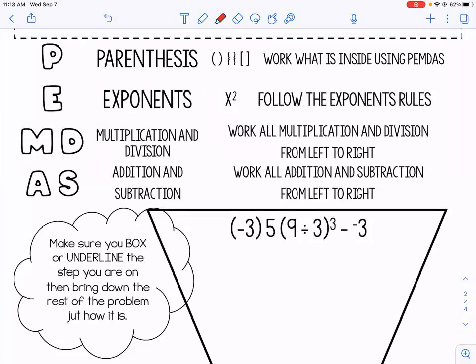Okay. Now there's a lot going on with these parentheses right here. First, I want to talk about these parentheses right here. -3 is inside these parentheses. There's nothing we can do with it. That's just a way for them to say, hey, you're multiplying this.